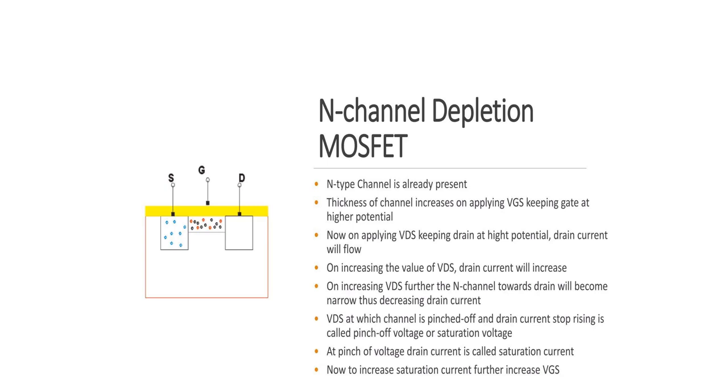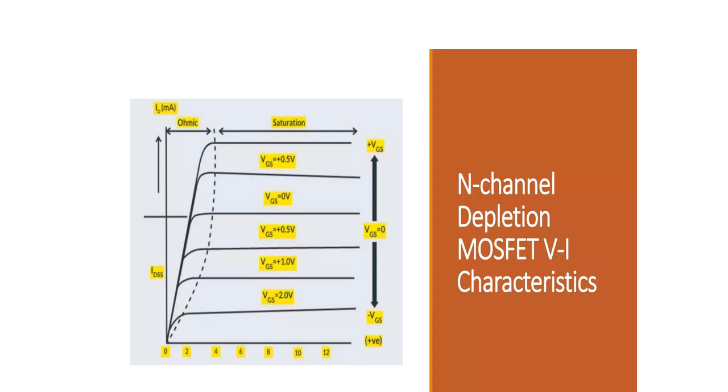Now regarding the voltage transfer characteristics of the depletion type MOSFET, this is the typical VI characteristics of the N-channel depletion MOSFET.